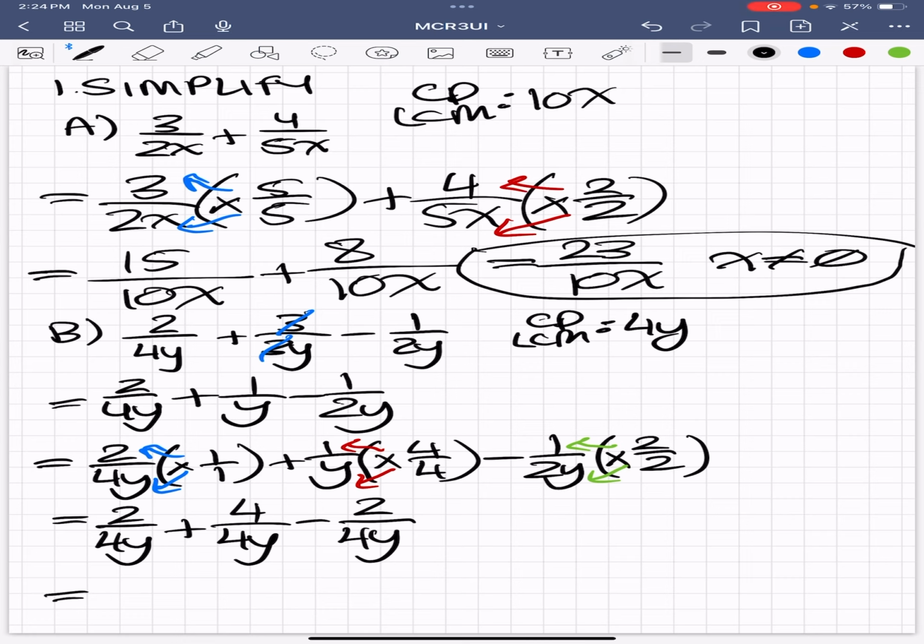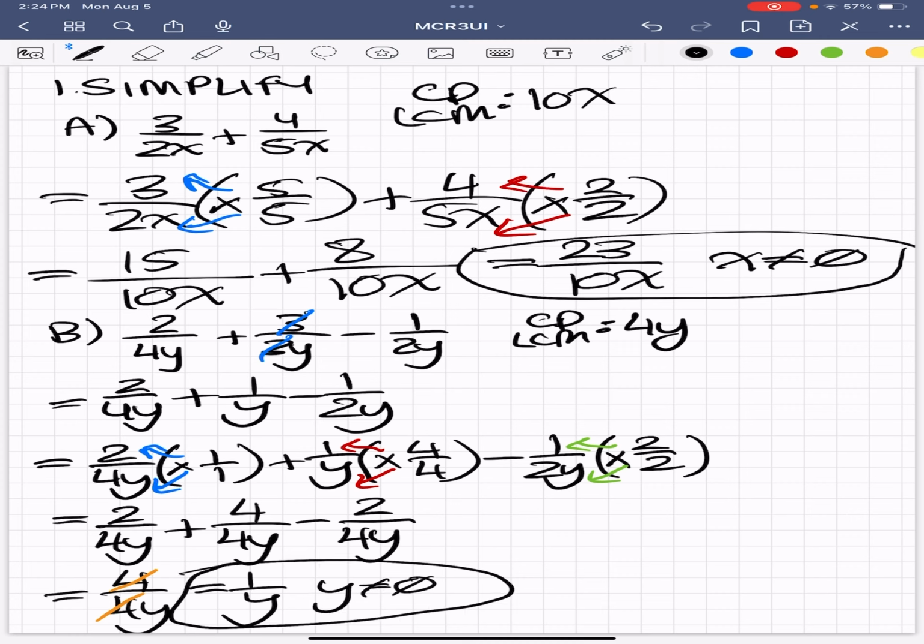So now it's 2 plus 4 equals 6, minus 2 equals 4, so 4 over 4y. And then 4 and 4 are common, so divide it by 4 over 4. 4 and 4 are common, so it's 1 over y, and y cannot equal 0. So we have our final answer, 1 over y, and y cannot equal 0.